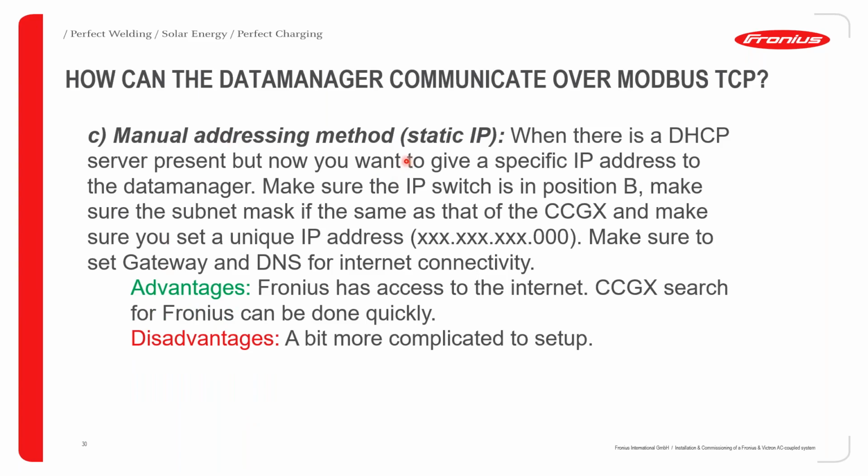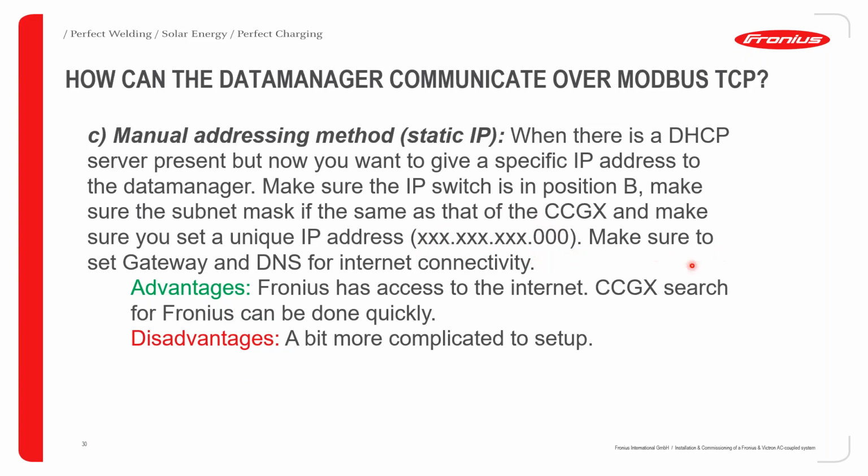The third method is what we call the manual addressing method, which is your static IP. This is used when there is a DHCP server present, but now you want to give a specific IP address to the data manager. Make sure the IP switch is in position B, make sure the subnet mask is the same as that of the color control, and make sure you set a unique IP address. Remember, with a unique IP address, your first 9 digits will be the same as the color control. The only difference will be in the last 3 digits.